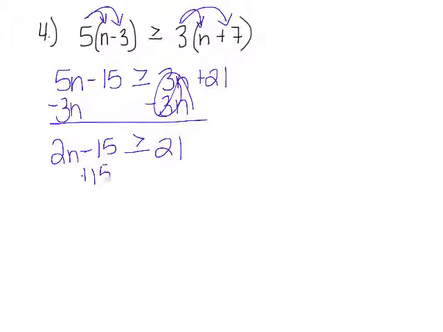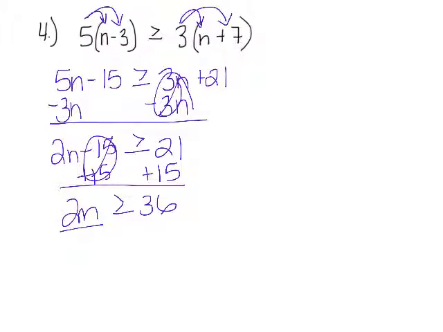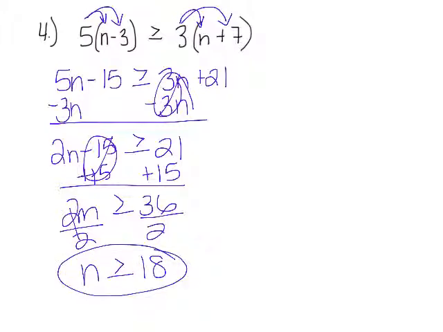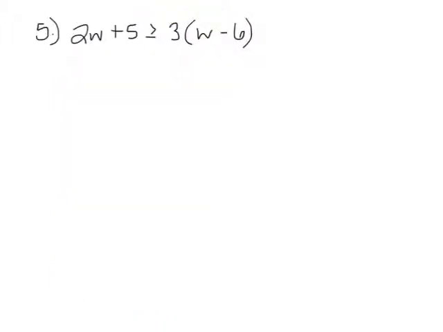I'll add 15 to both sides. So I get 2n is greater than or equal to 36. And when I divide by 2 on both sides, I get that n is greater than or equal to 18. Go ahead and pause the video and try this one on your own.